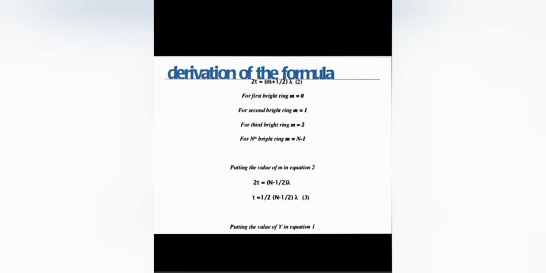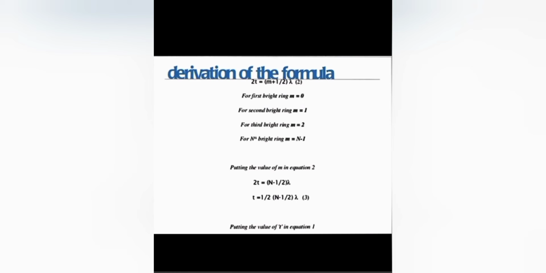2t equal to (m plus 1 by 2) lambda, equation 2. For the first bright ring, m equal to 0. For the second bright ring, m equal to 1. For the third bright ring, m equal to 2. For the nth bright ring, m equal to n minus 1.